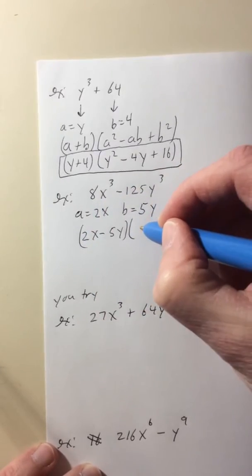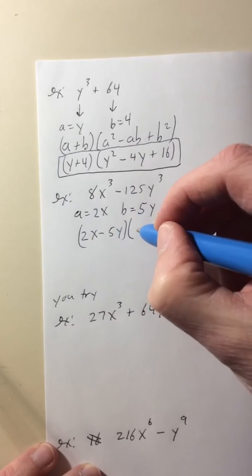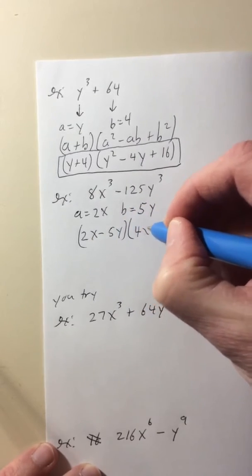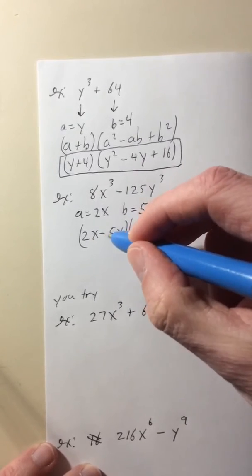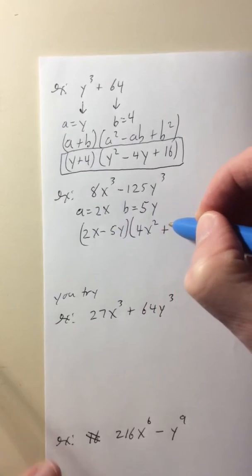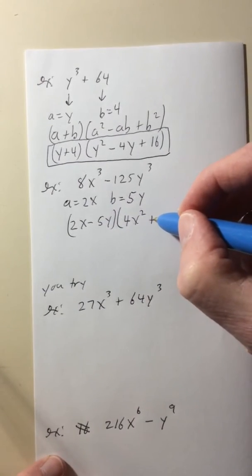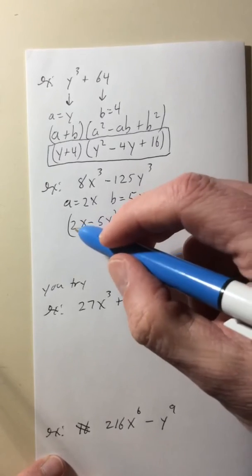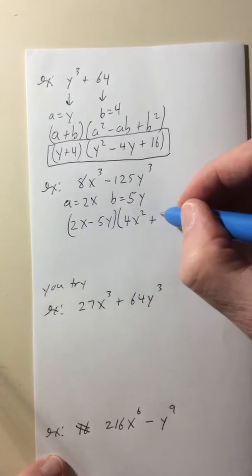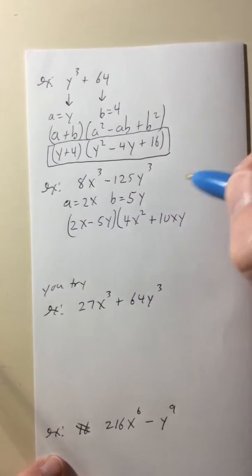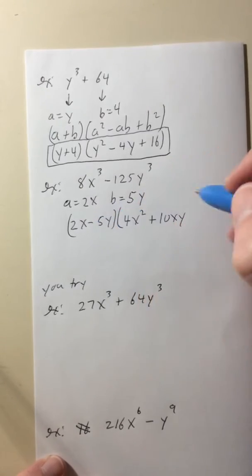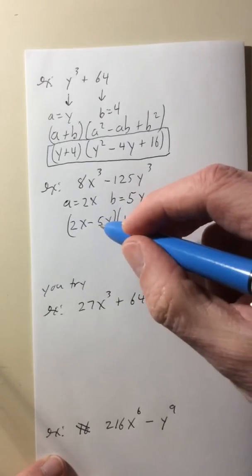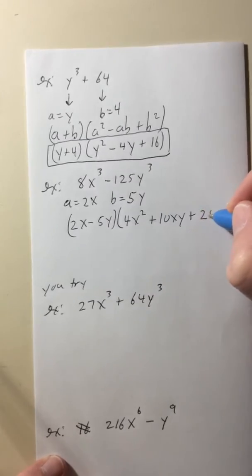And then square the a, that's that right there, so we're going to square that, so that's going to be 4x squared. And this is a minus, so we always go opposite. Remember, SOAP. So we do plus here, and then we multiply these two guys together. 2x times 5y is 10xy. And then we multiply or square this guy right here. It's always positive. So 25y squared.